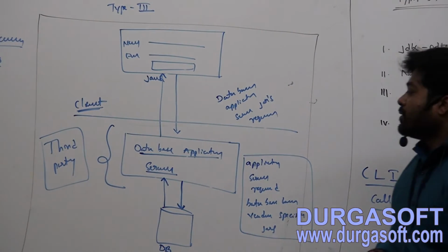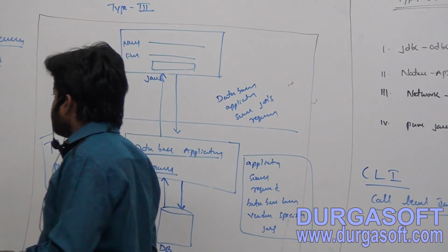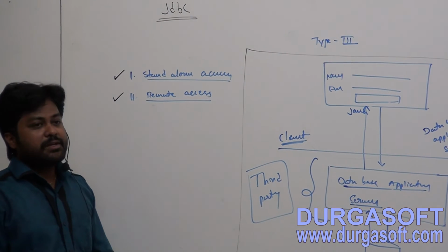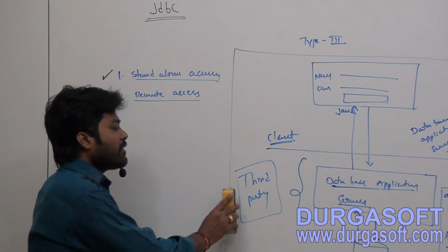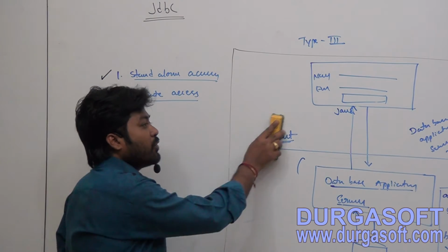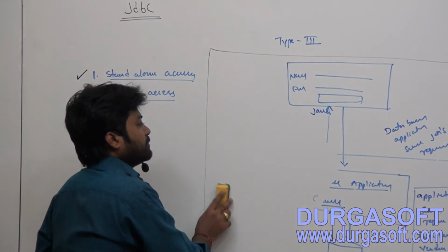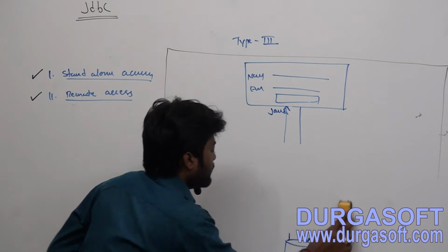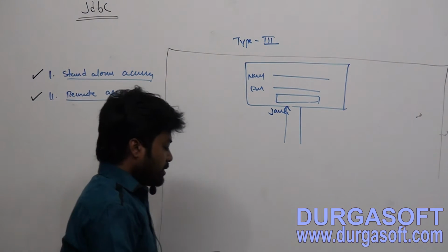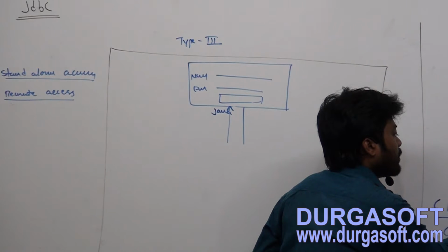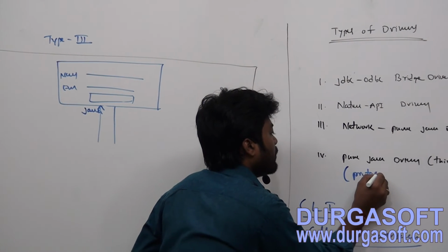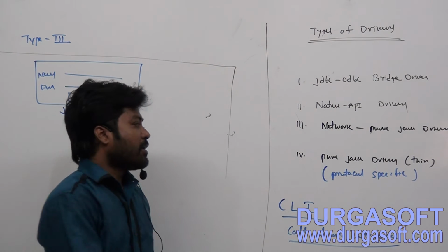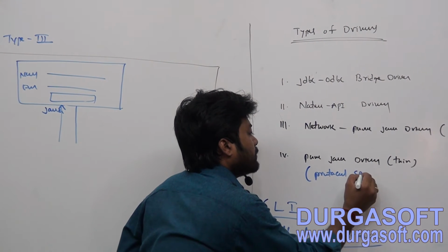Okay. What is the advantage of type 3 driver? It's a third party one. Okay. Finally type 4 driver. Type 4 driver is a pure Java driver. We don't require any third party support if you go through the pure Java driver. This pure Java driver is a protocol specific driver. Okay, protocol specific driver.